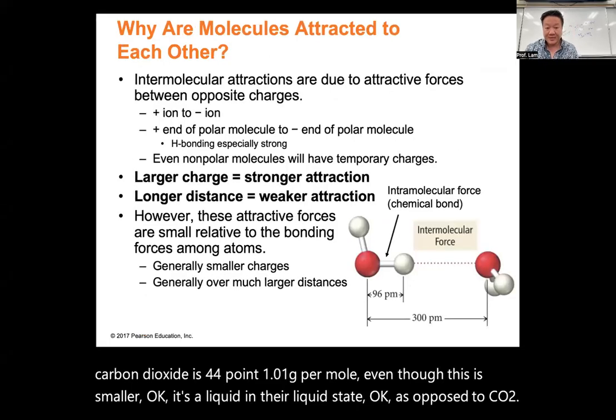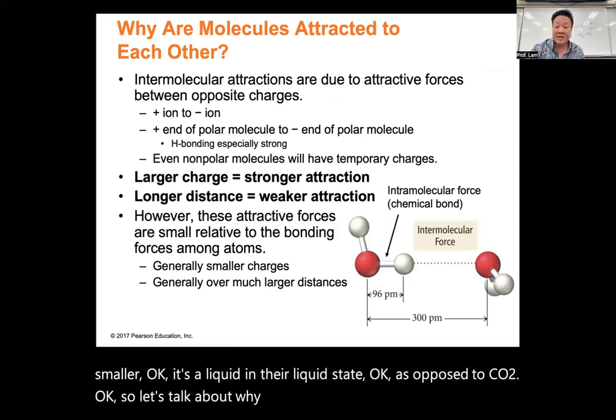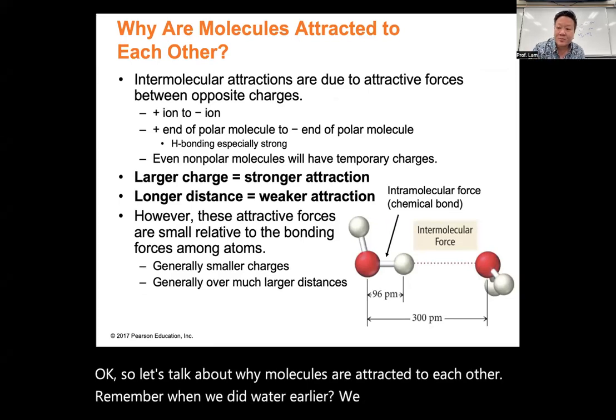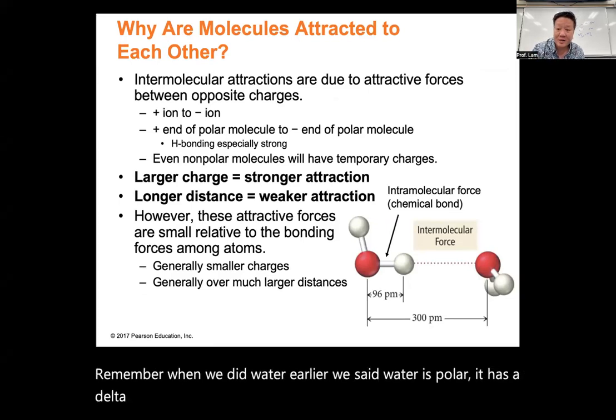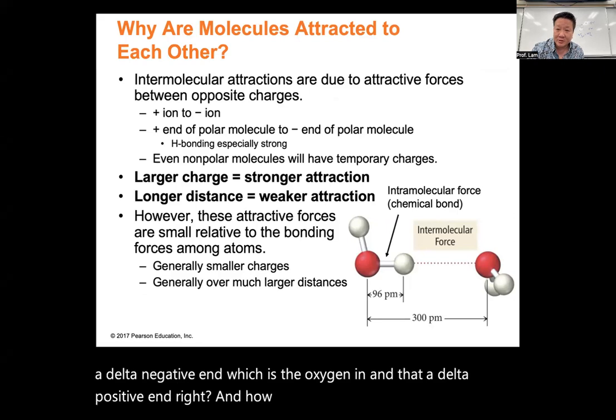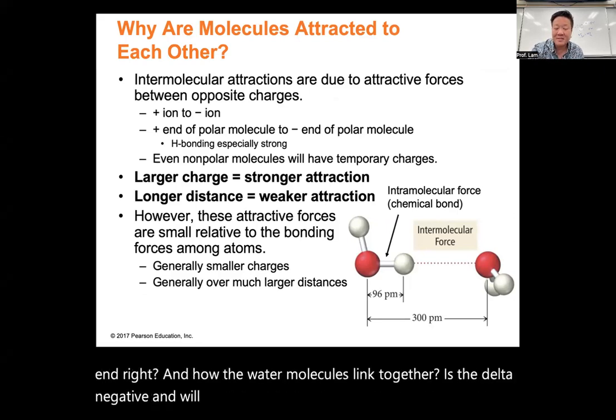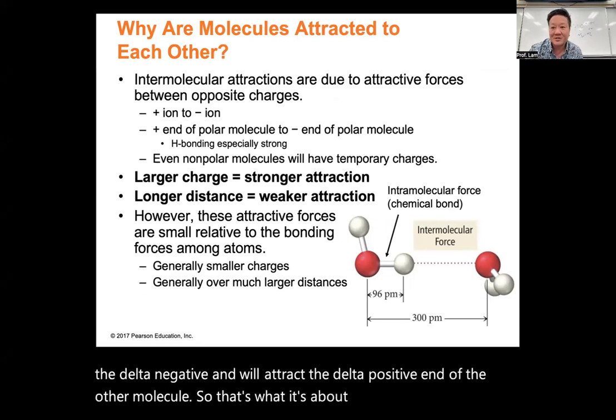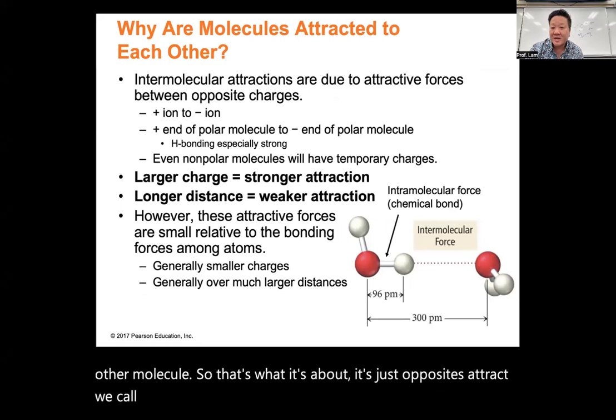Okay, so let's talk about why molecules are attracted to each other. Remember when we did water earlier? We said water is polar and it has a delta negative end, which is the oxygen end, and a delta positive end, right? And how the water molecules link together is the delta negative end will attract the delta positive end of the other molecule. So that's what it's about. It's just opposites attract. We call that electrostatic interactions.